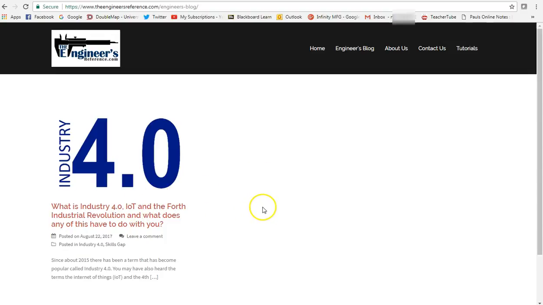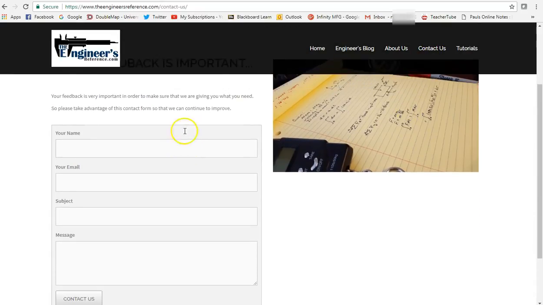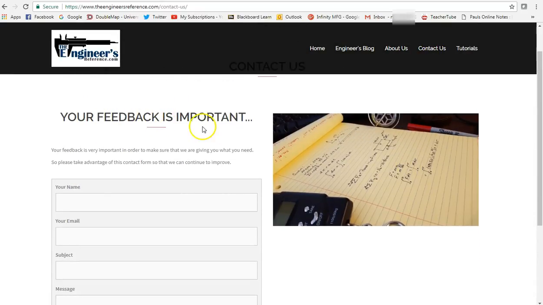I'm going to be talking mostly about manufacturing as well as engineering topics, but sort of where they merge together, like Industry 4.0, IoT, or IIoT, the Industrial Internet of Things. So I'll be updating that regularly. There's an About Us and a Contact Us page. So there's a couple of ways of getting this, and this is an opportunity for you to give me any type of feedback.